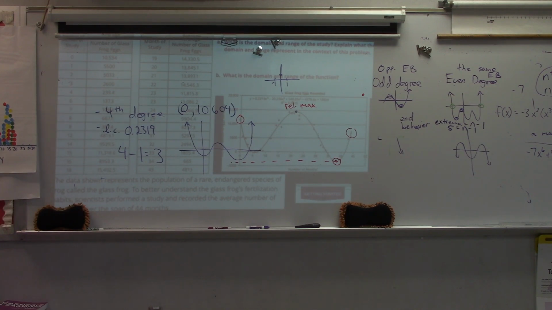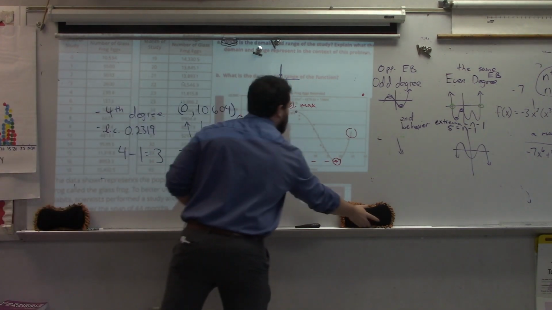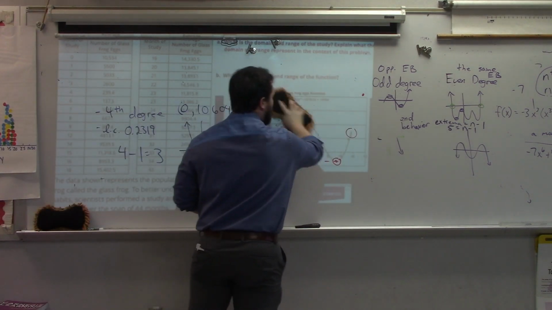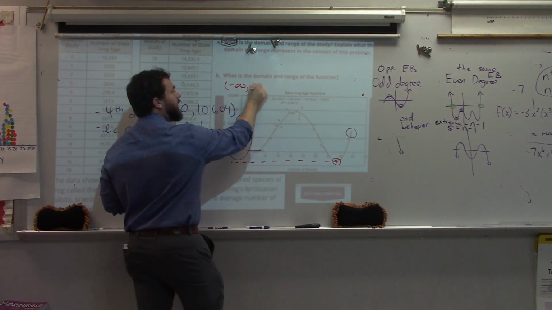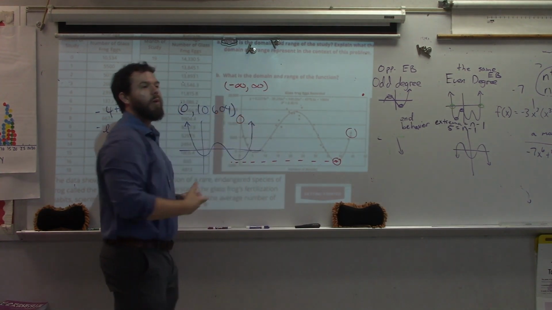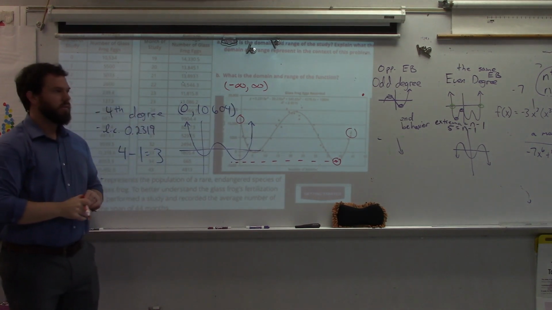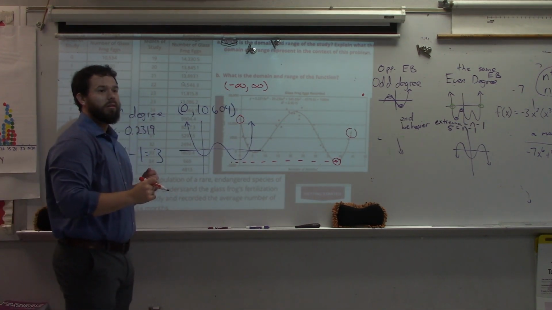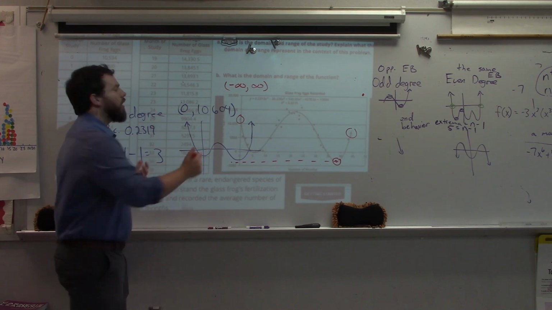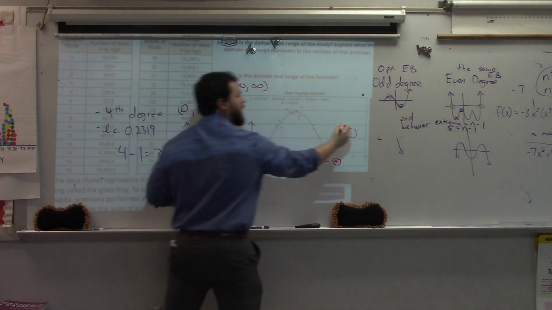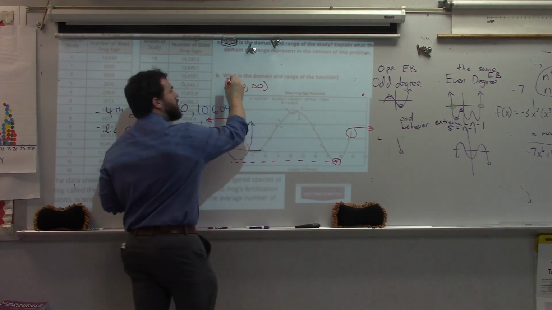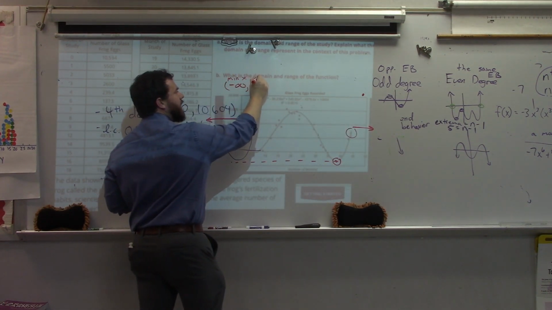What did y'all come up with for the domain on this one? Negative infinity to infinity. Anybody want to add on to or push back? No one wants to push back. Can anyone explain why it is negative infinity to infinity? It goes to the left and to the right. That arrow means it's going to continue going left, and it's going to keep going right. So that's my minimum x, and this is my maximum x.